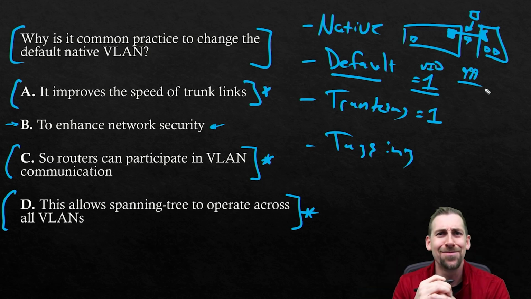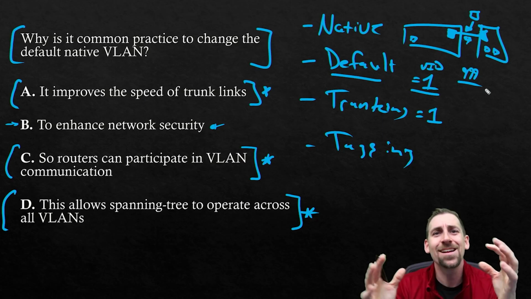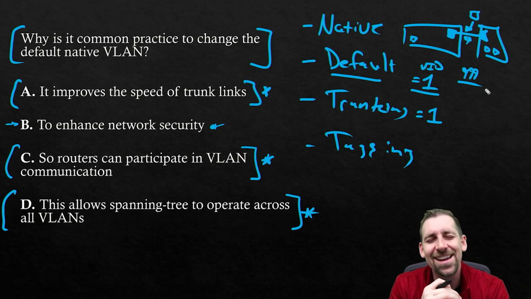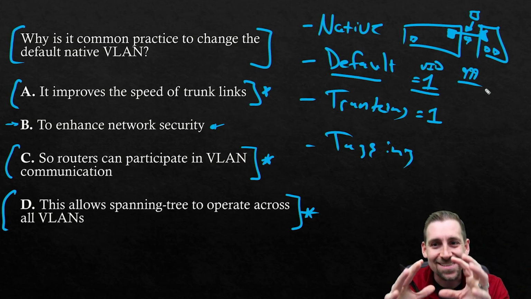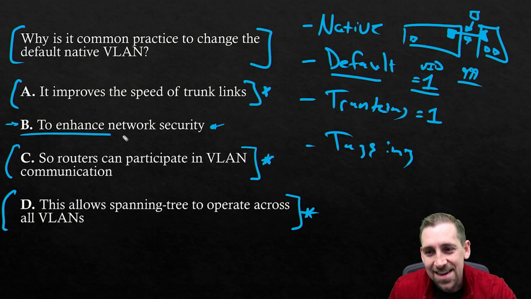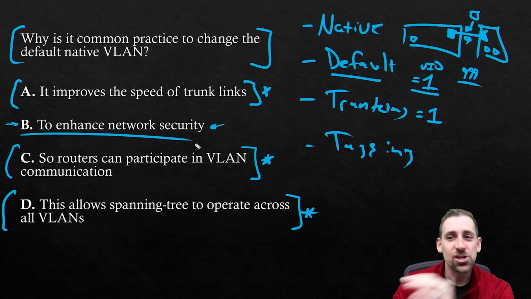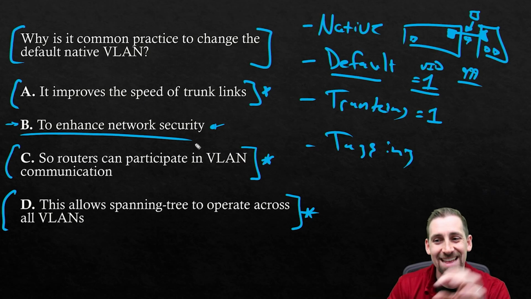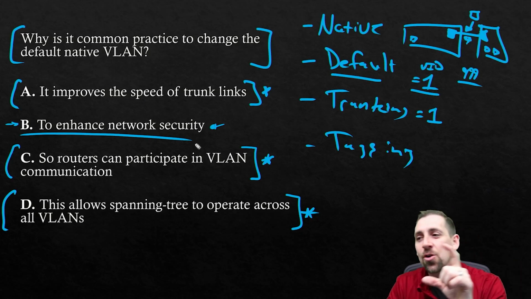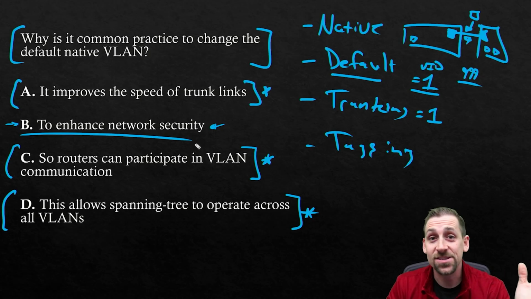You're thinking, Travis, why do they even leave the frames untagged for any reason? Why does this even exist? I'll cover that in the VLAN discussion to follow, but that's the answer to this question: to enhance network security. And I love it because it's short. It's several words long, and the answer is short as well. But you need to know all of these additional components to answer that question. That makes this my favorite CCNA question of all time.